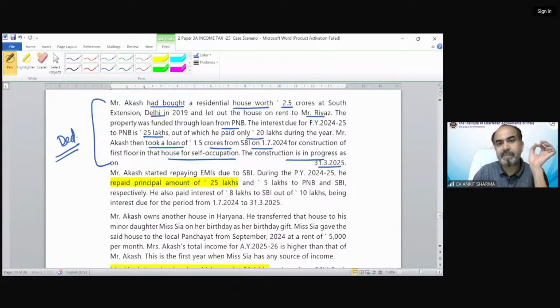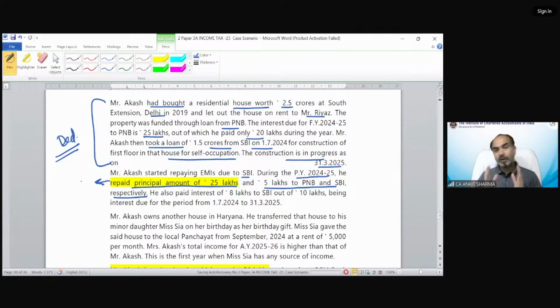Mr. Akash starts repaying EMI due to SBI. During the previous year 24-25, he repaid principal amounts of 25 lakh rupees and 5 lakh to PNB and SBI respectively. So can you tell me, is there any deduction available for the principal amount of repayment of house property? And if yes, for how much amount and in which section? If you know the section, then you can tell me the section and what amount of deduction we can claim for the repayment of principal amount for a housing loan.